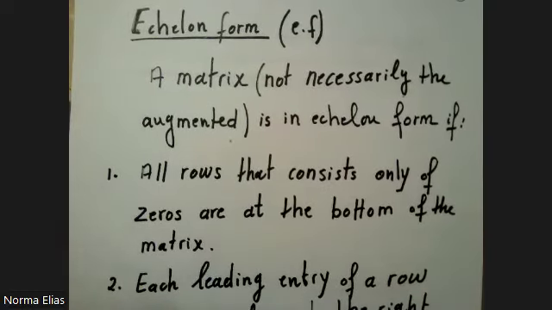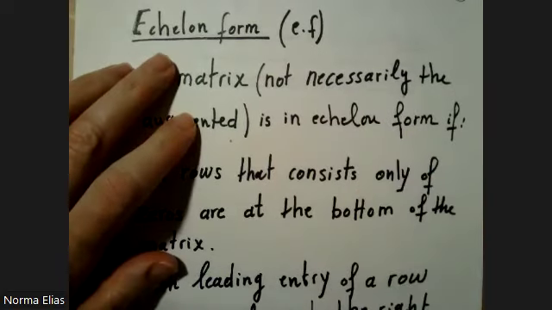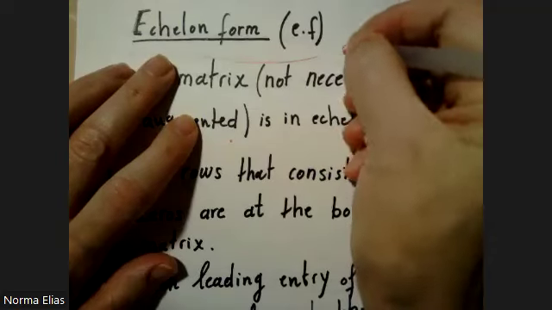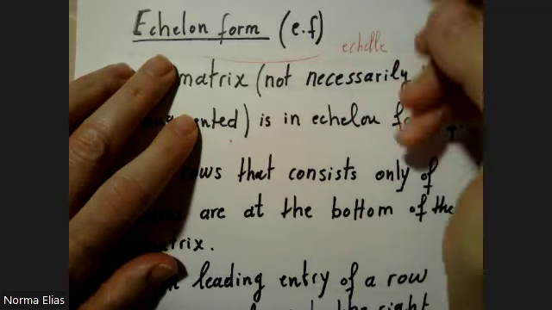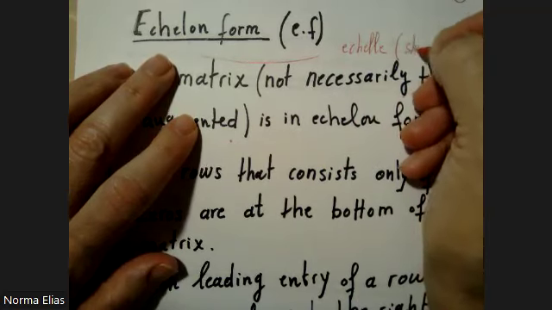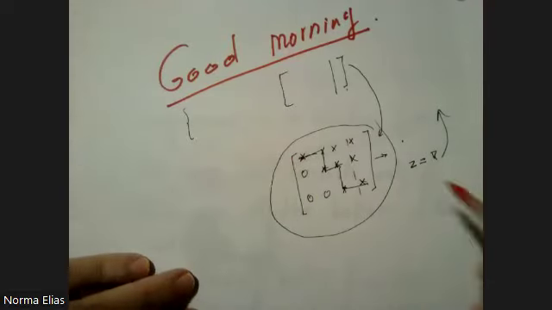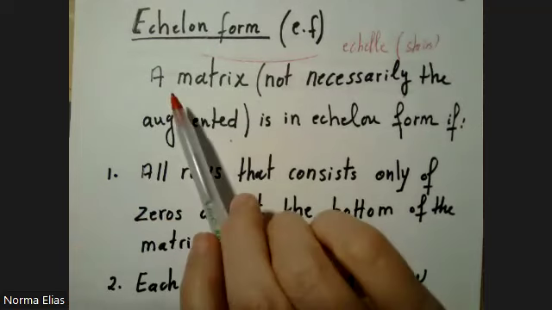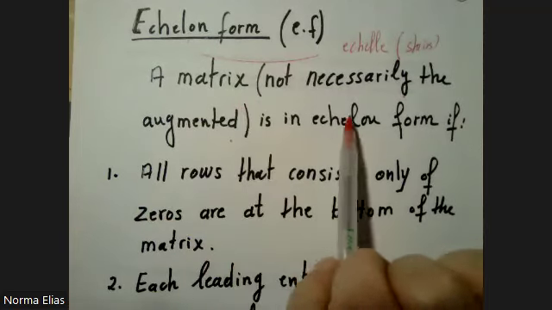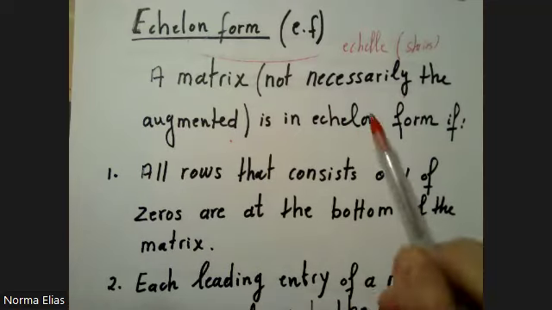Echelon form, abbreviated EF. The word echelon comes from the French word échelle, and échelle means stairs. So we're going to basically describe the stair shape of the matrix. So let's go. Suppose we have a matrix, not necessarily the augmented, just any matrix, an array of numbers.